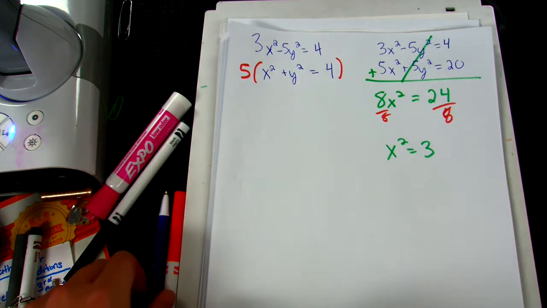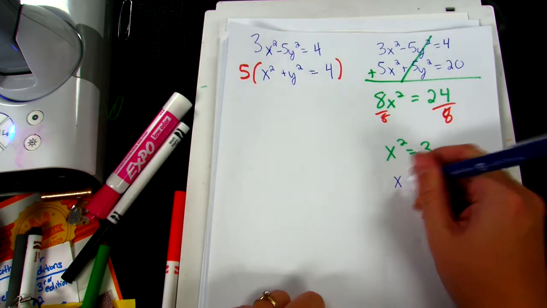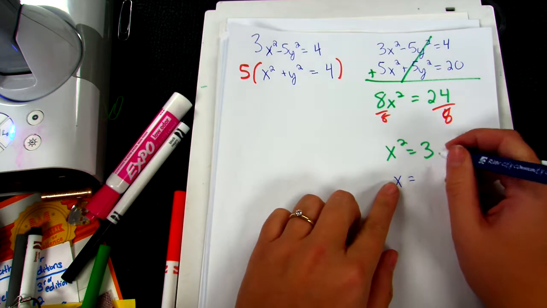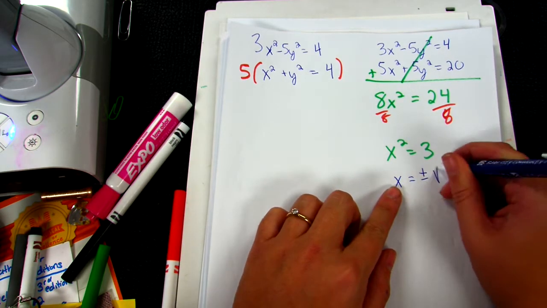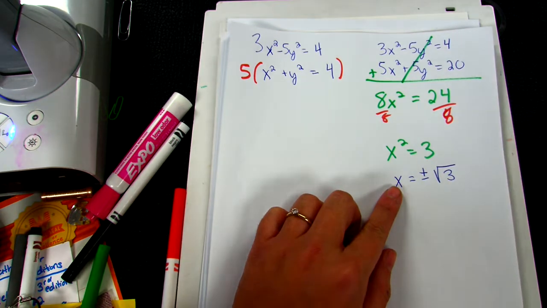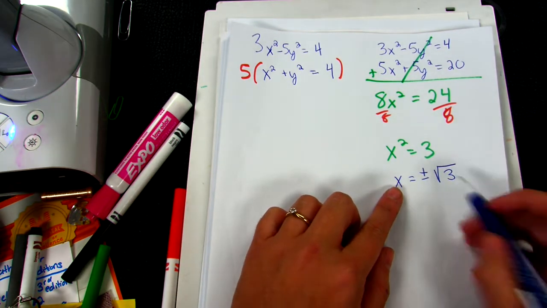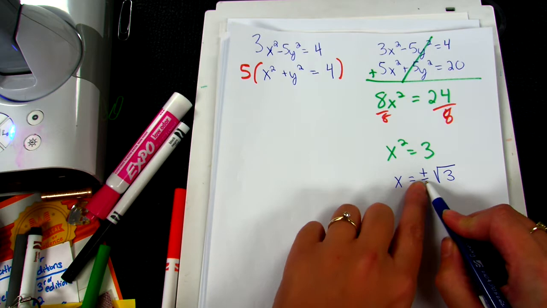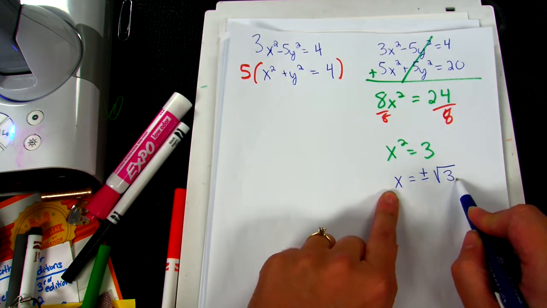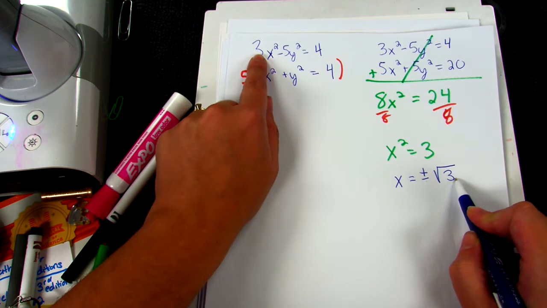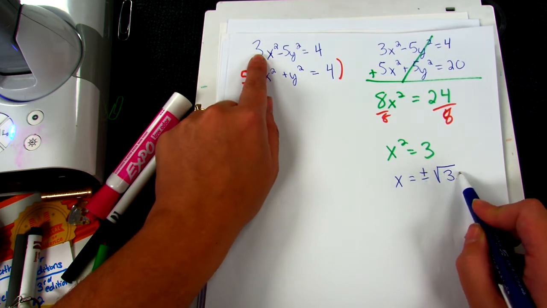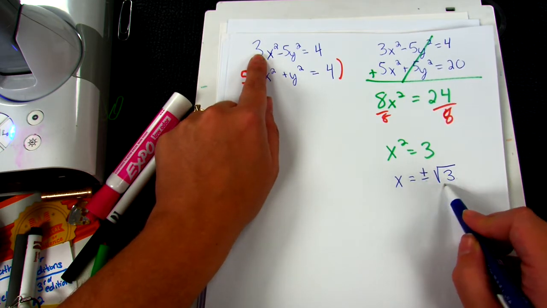Now we square root both sides. So x becomes, remember when we square root both sides, it becomes plus or minus square root of 3. All right, from here, we have 2 answers for x, which means that when we plug into our original equation, we're going to do it twice. First, we're going to do it with positive square root of 3, and then we're going to do it with negative square root of 3.